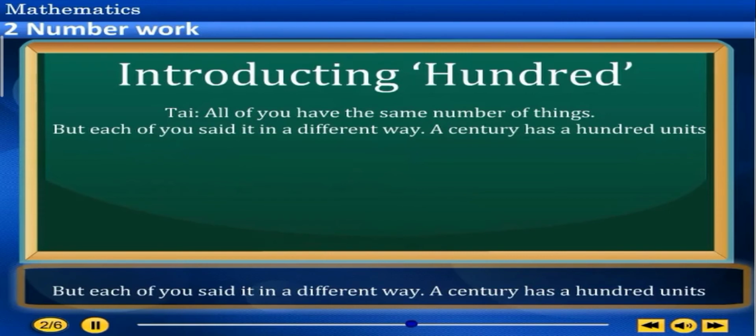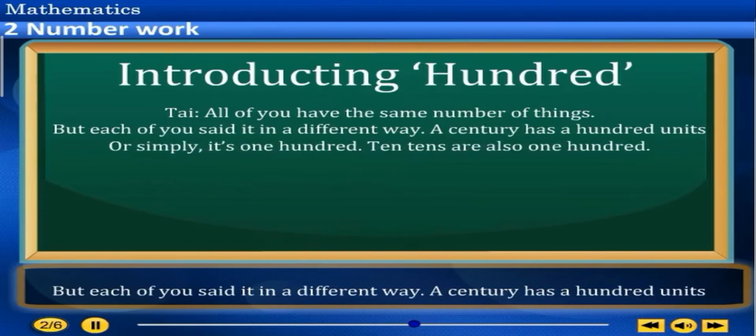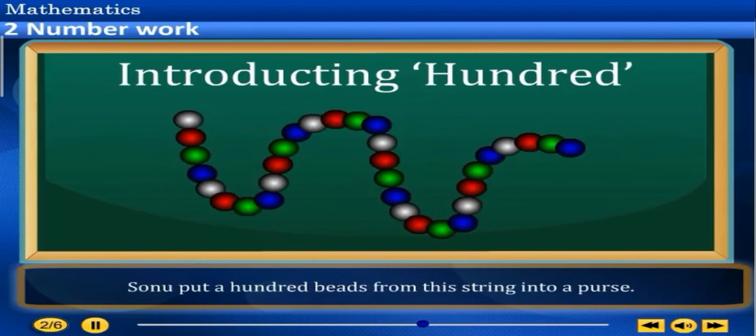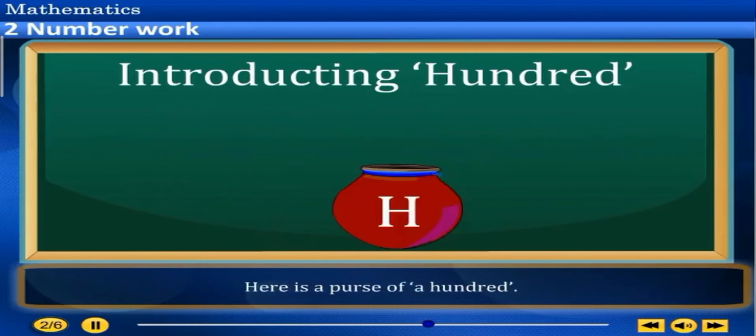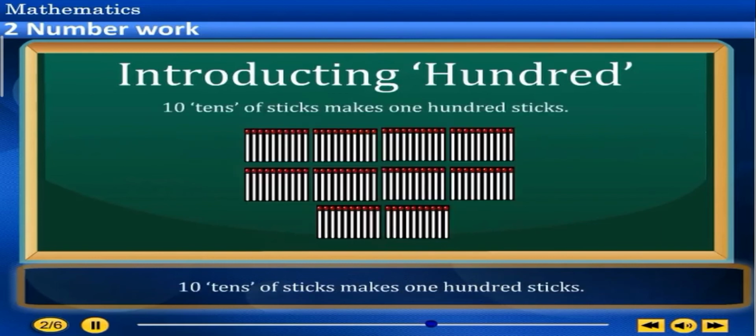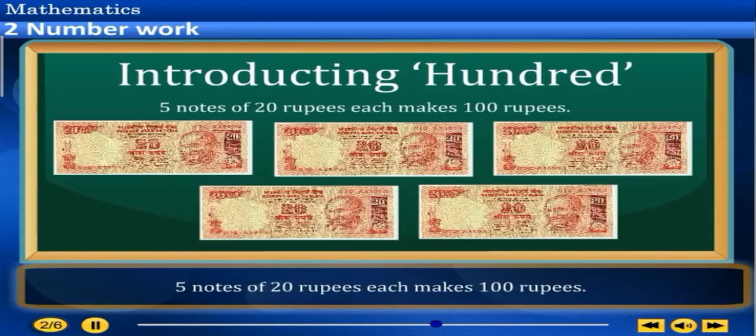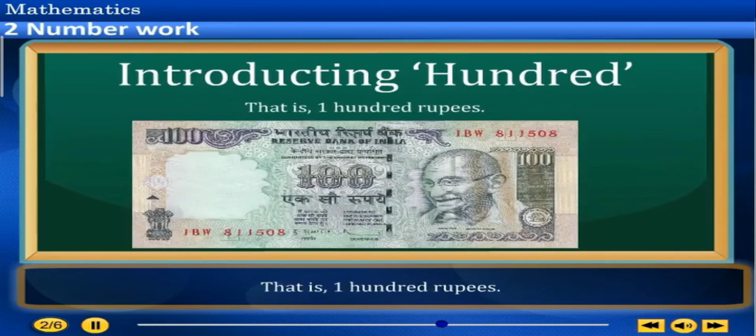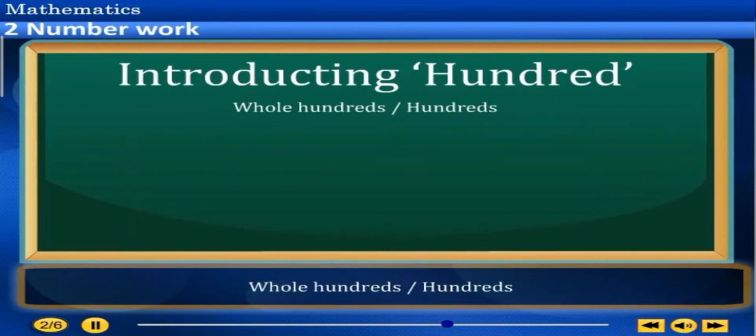A century has 100 units, or simply, it's 100. 10 tens are also 100. Sonu put 100 beads from the string into a purse. Here is a purse of 100. 10 tens of sticks makes 100 sticks. 5 notes of 20 rupees each makes 100 rupees. That is 100 rupees. Whole hundreds.